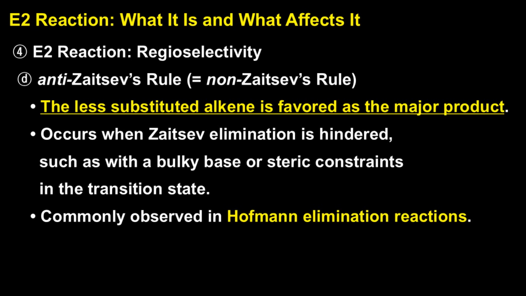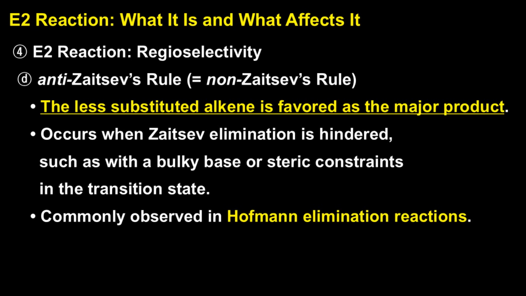So far, we've focused on Zaitsev's rule, where E2 reactions favor the more substituted, stable alkene. But under some conditions, the opposite happens. The reaction can favor a less substituted alkene instead. This is called anti-Zaitsev, or Hofmann elimination.